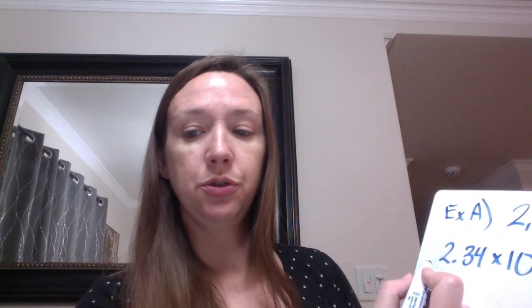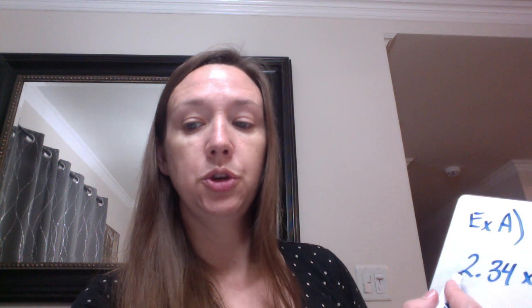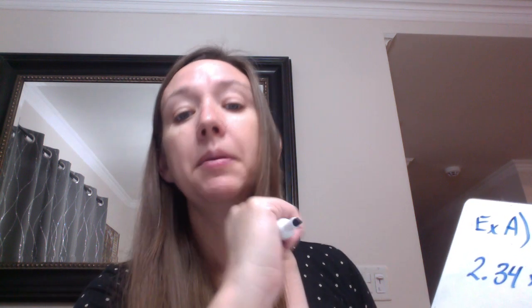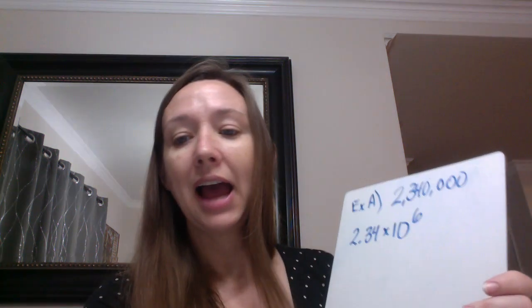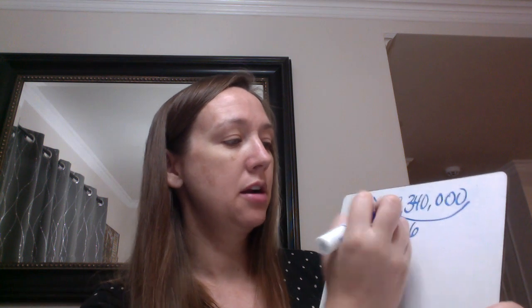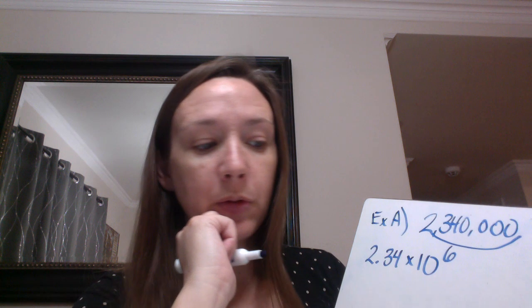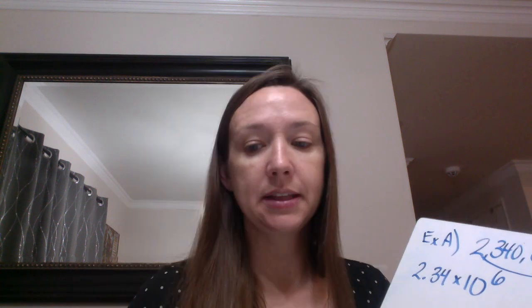So first, I know it's a big number because it's more than 1. So it's going to be a positive exponent. I also know that the decimal has to go between the 2 and the 3. So it's 2.34. That makes this number more than 1, could equal 1, but less than 10. And I count my spaces. I got 6 spaces because they went from there to there, and that's 6 spaces. Okay, so there's that one. Now let's talk about the smaller ones in the next video.